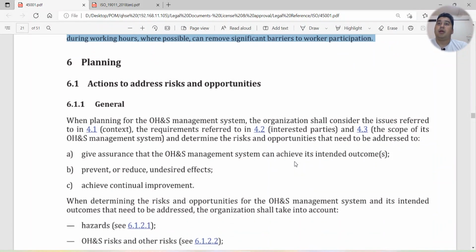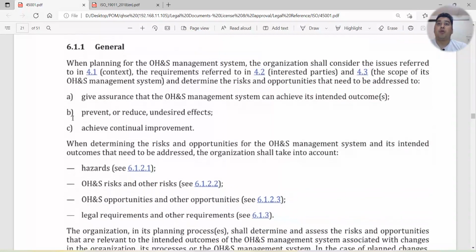So we have clause number 6, which is planning. In the planning section, what do we have to do in clause number 6? In clause number 6, the first subclause is asking for actions to address risks and opportunities. When planning for the OHS management system, the organization shall consider the issues referred to in the context of the organization, the requirements referred to in 4.2 on interested parties, and the scope of its occupational health and safety management system.